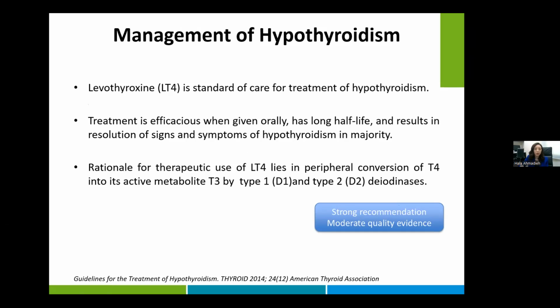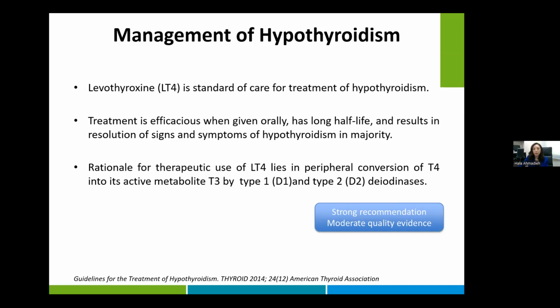Now that we know what hypothyroidism and its causes are, let's look at the management. So far, levothyroxine or LT4 is the standard of care of treatment of hypothyroidism. It's a very efficacious treatment. It's given orally. It has a long half-life. And in the majority of the individuals, it leads to the resolution of the signs and the symptoms.